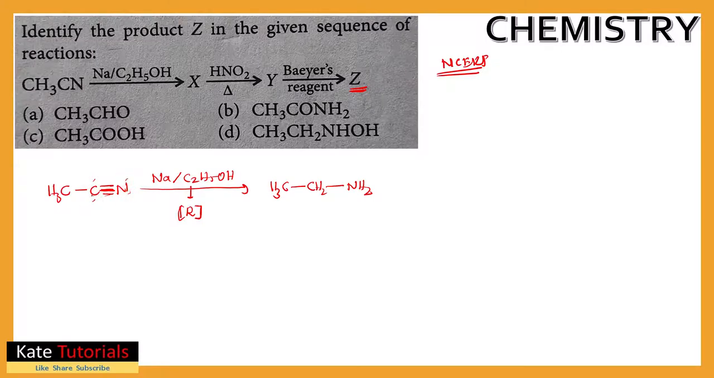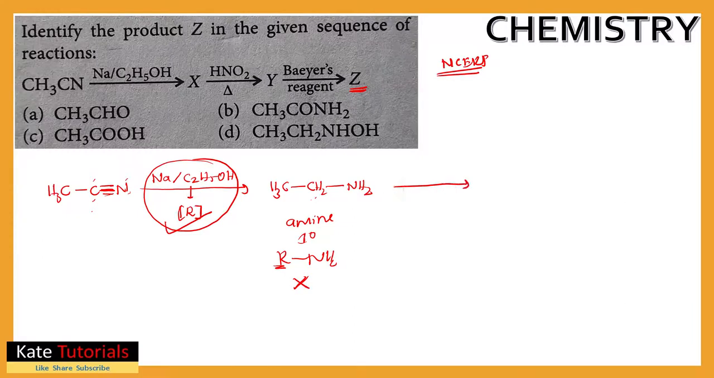So from cyanide I'll get amines. What kind of amine? It is a primary amine, RNH2. Instead of writing RNH2 I have written CH3CH2NH2, right? Ethyl amine we call it. So sodium in the presence of ethanol acts as a reducing agent. It will reduce the cyanide triple bond to amines, right? So this is my X, this X here.